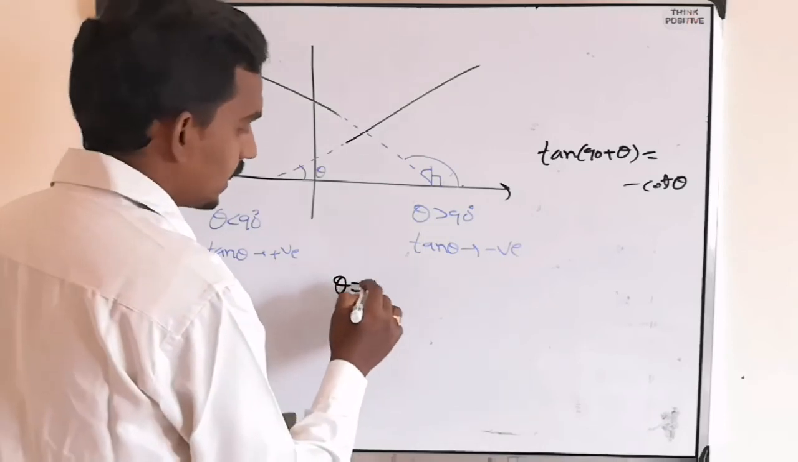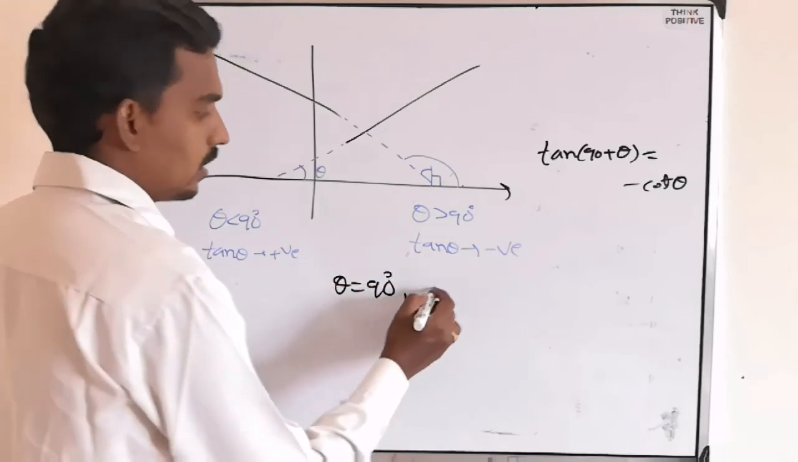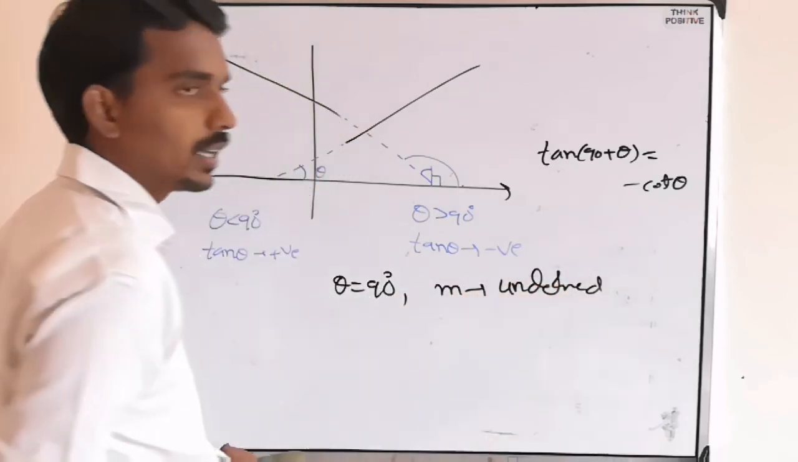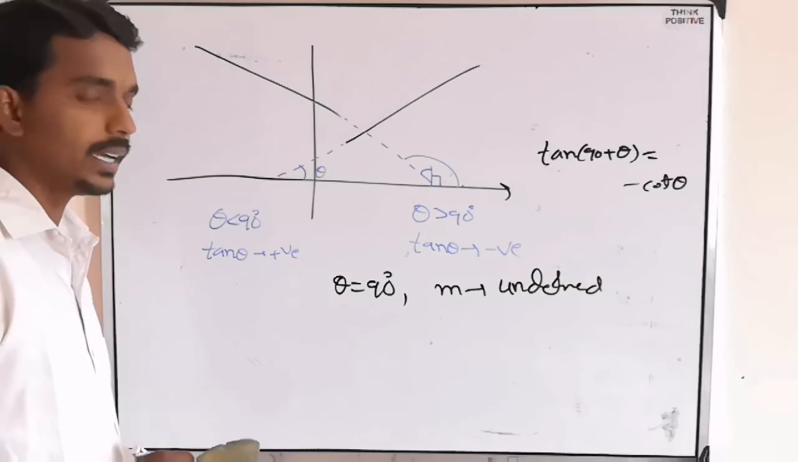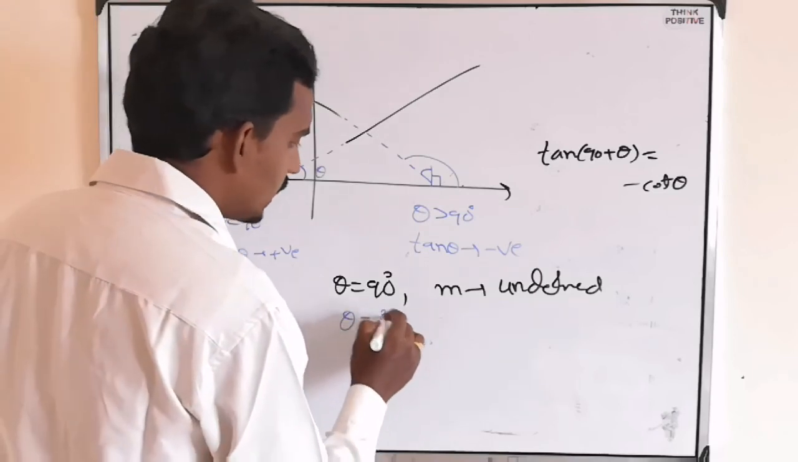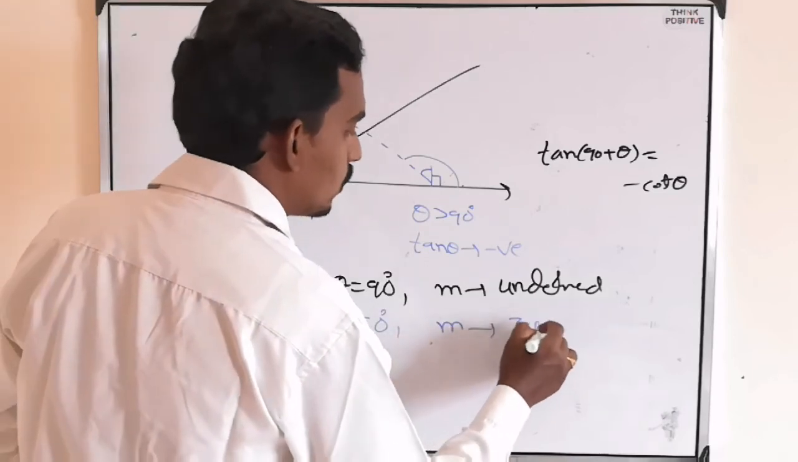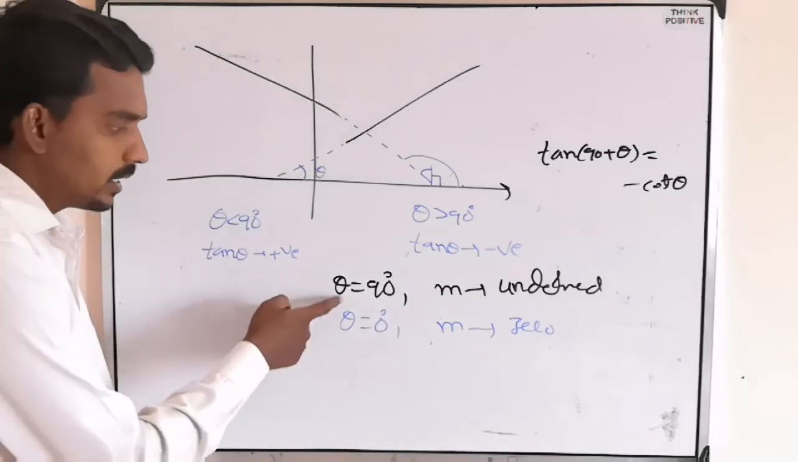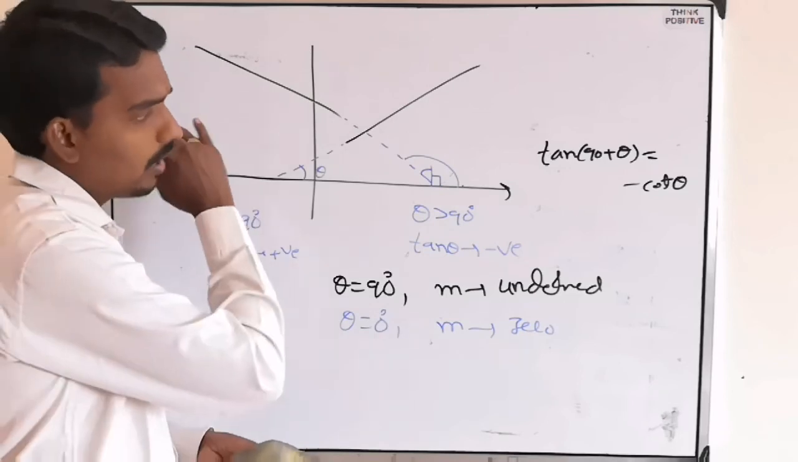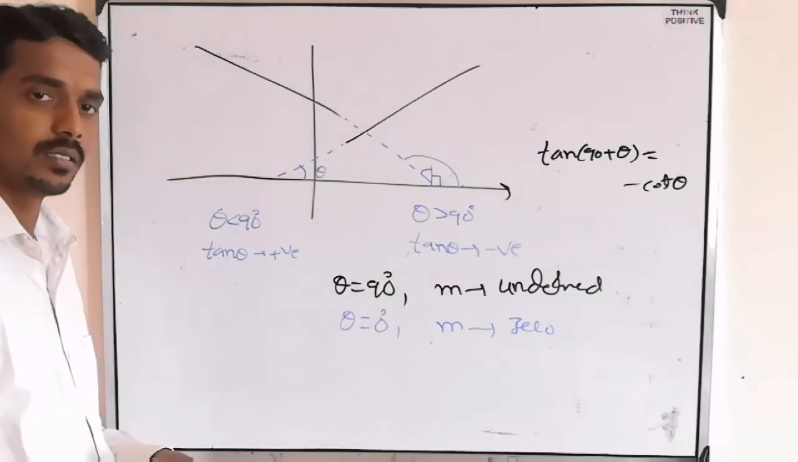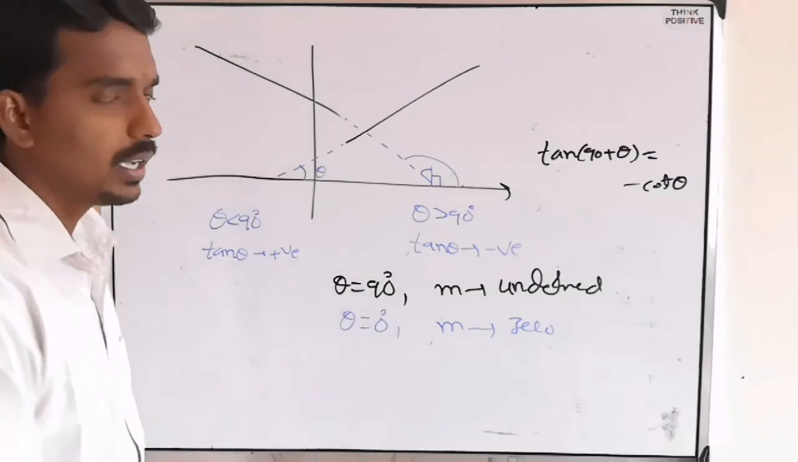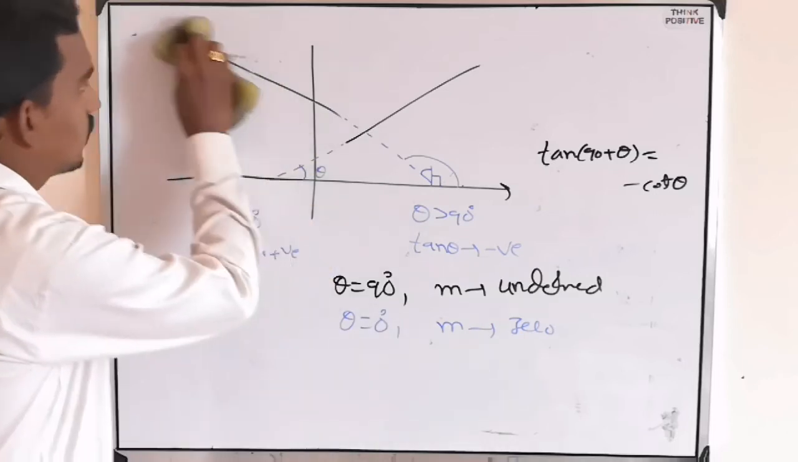If theta is 90 degrees exactly, then slope is undefined, I mean infinity, because tan 90 is infinity. If theta is 0 degrees, then slope is 0. This is the graph parallel to y-axis. This is the graph parallel to x-axis. So these things are also important. So remember everything. Right?